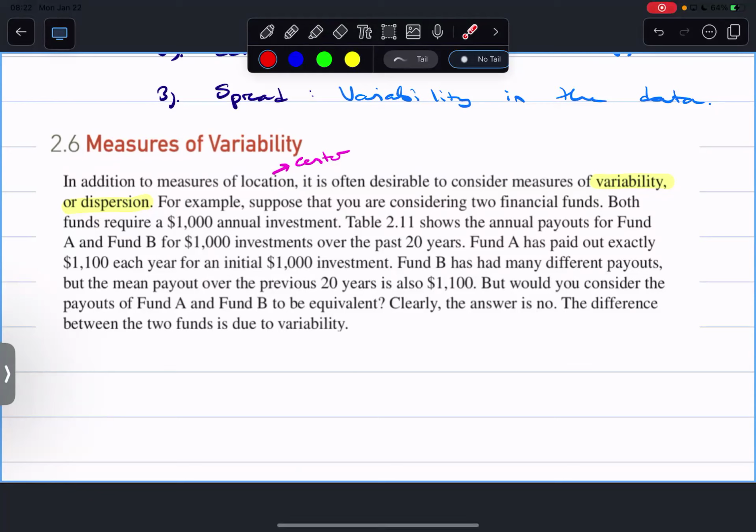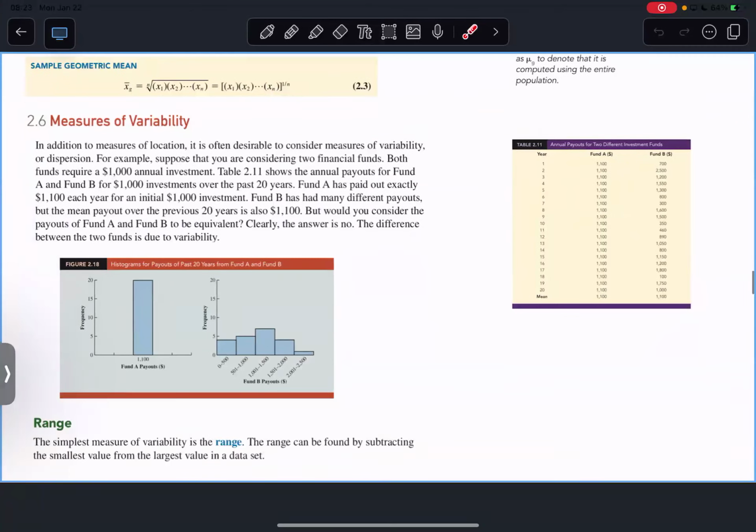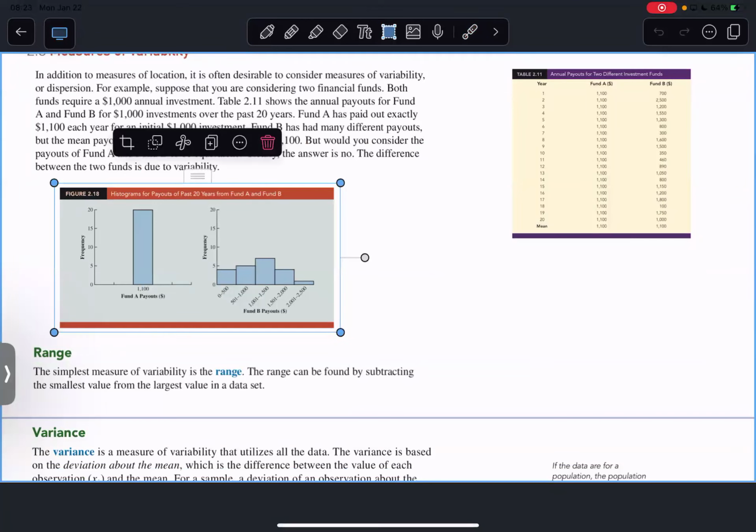And fund A pays out exactly $1,100, so you make $100 each year, whereas fund B has many different payouts, okay? But the mean, so the average, is still 1,100, right? So on average, you're expecting $100, right? If we look at the graph of this, what we mean is something like this.